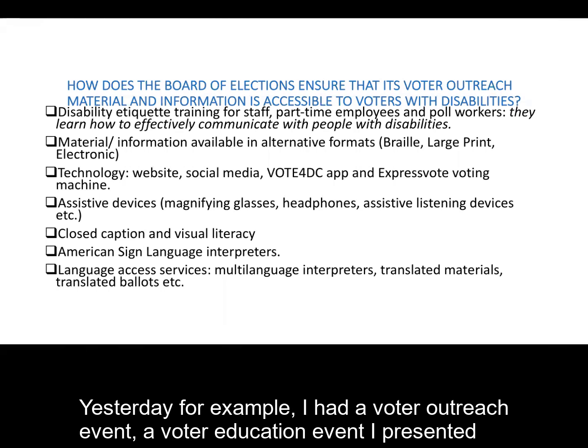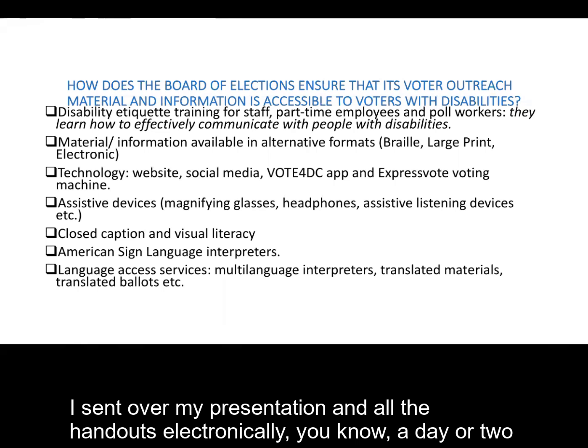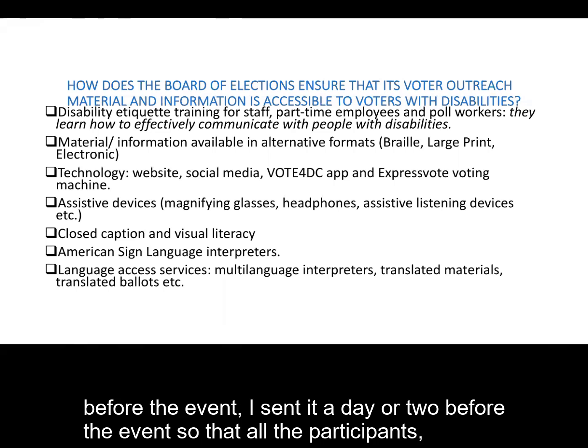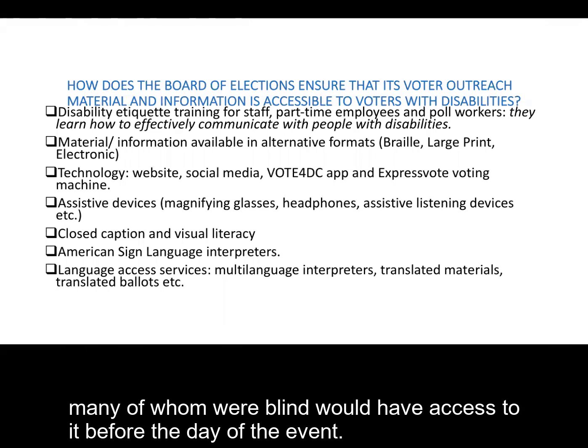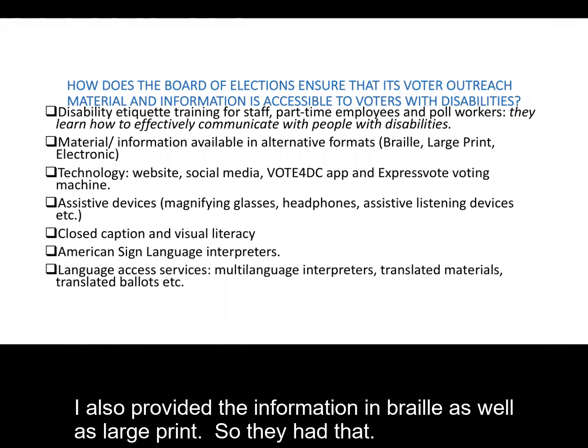Yesterday, for example, I had a voter outreach event, a voter education event. I presented with the Disability Community Outreach Collaborative here in DC, and I made sure that I sent over my presentation and all the handouts electronically a day or two before the event so that all the participants, many of whom were blind, would have access to it before the day of the event. In addition to sending over the material electronically and all the handouts, I also provided the information in Braille as well as large print.